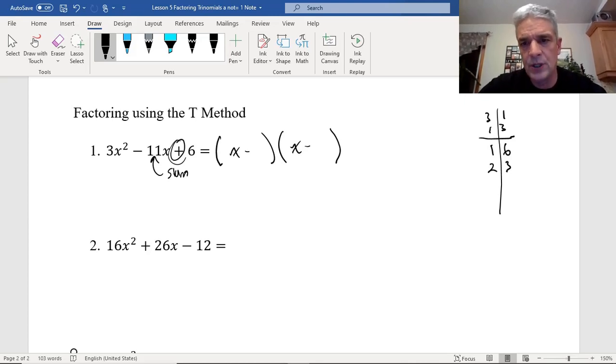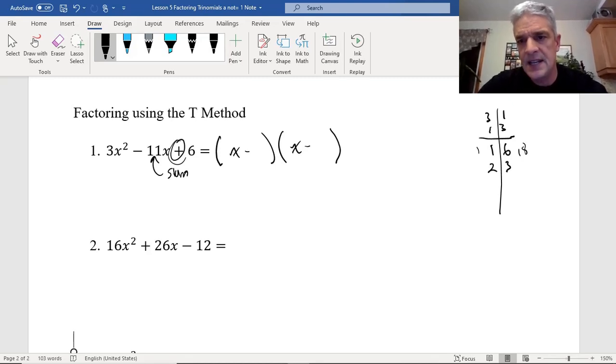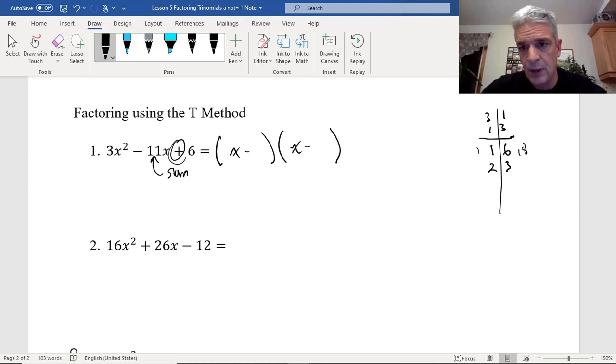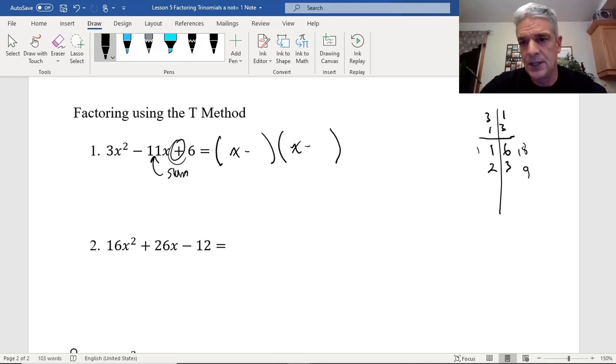Then we go 3 times 6, and 3 times 6 is 18. We cross that over with 1 times 1, which is 1, and we look for the sum of these two. The sum of 18 and 1 is 19. That is not 11, which is what we're looking for. Then we go down the list, and we go 3 times 2 is 6, and 1 times 3 is 3, and we're looking for a sum. I apologize, the sum here is 9, so that wasn't correct.